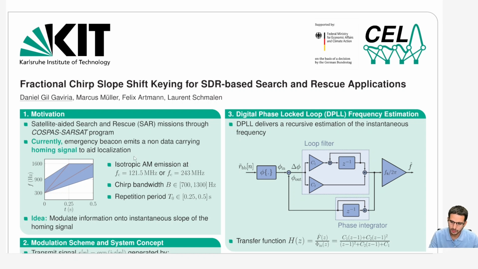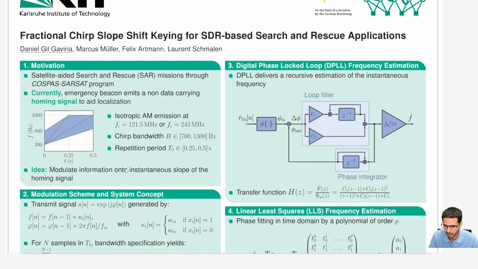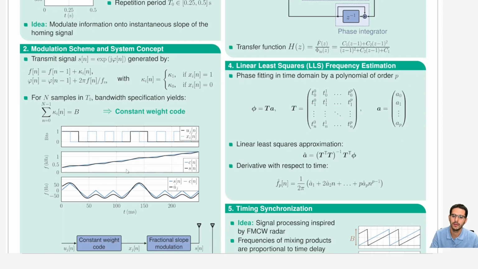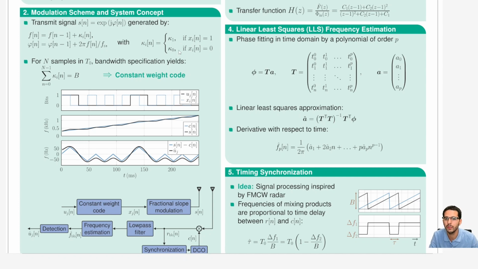So our goal now is to modulate additional information into these chirped signals, while still keeping these specifications from the standard. So the idea we came up with is to modulate the information into the instantaneous slope of the signal. Since we have to keep the total bandwidth and the absolute frequencies at which this signal has to be contained, we have this degree of freedom of the instantaneous slope of the signal, in which we want to modulate a binary sequence, for instance.